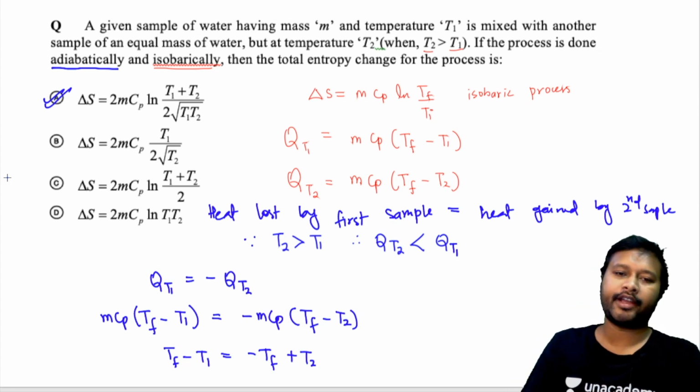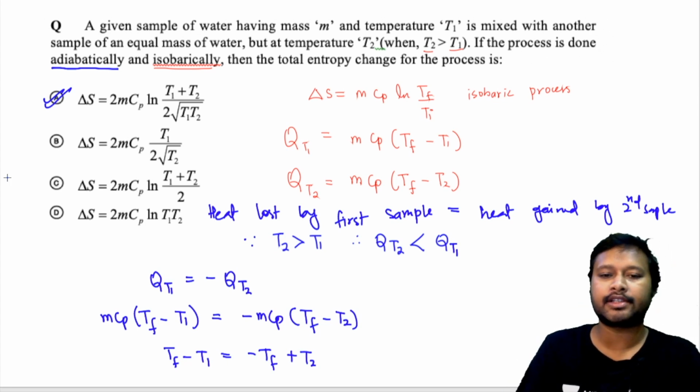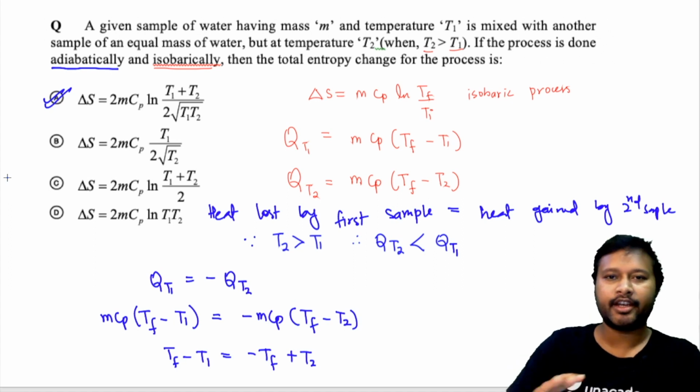Okay, so this is how it has to be done. You have to understand what the process is given, and you have to know the formula of entropy change in your isobaric process, and then you have to put that to solve that particular question. All right. Okay, let's go to the next one then.